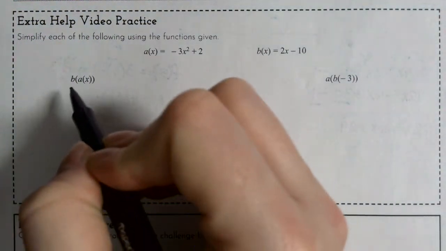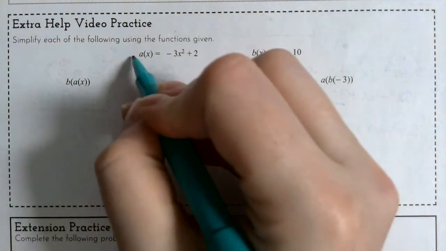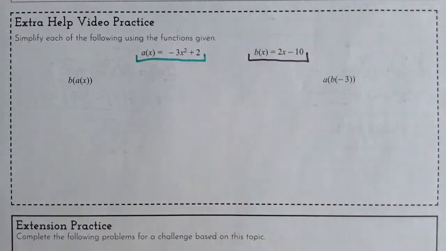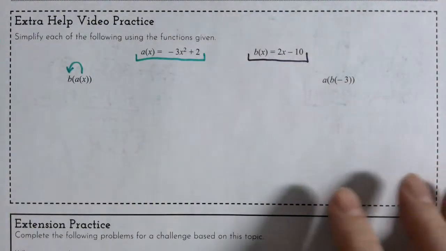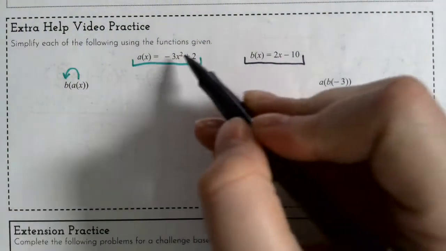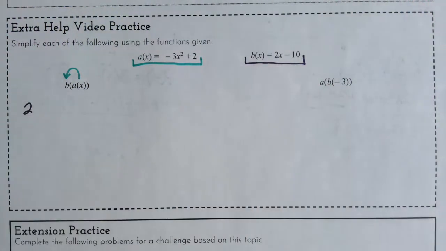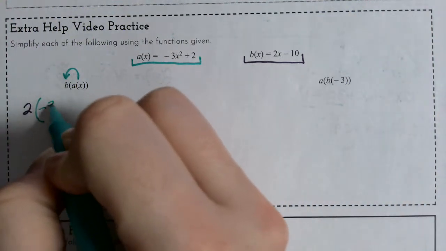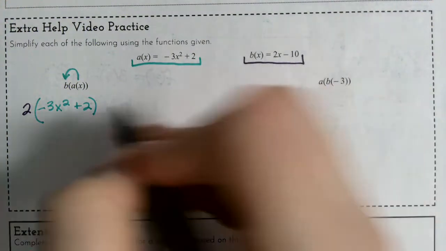So the first is b of a of x. So again, we need to plug the inside function into the outside function. So I'm taking my a and plugging it into b, a into b. So if a is being plugged into b, that means I'm going to have a 2, and then parentheses my a function that's getting plugged in, and then minus 10.